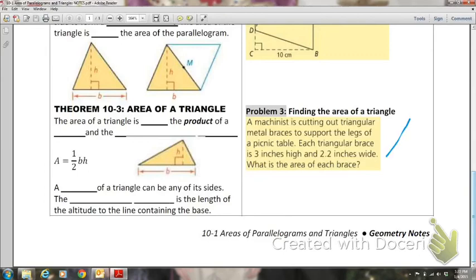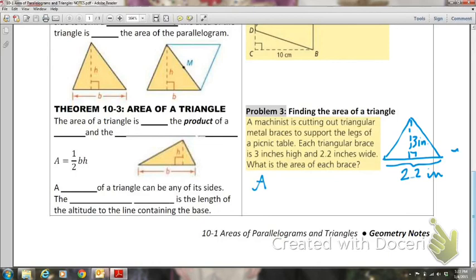So sketch this, the triangular brace, and the height here is 3 inches. And then the width is 2.2 inches. Okay, so we have 3 inches high, 2.2 inches wide. What's the area of the brace?